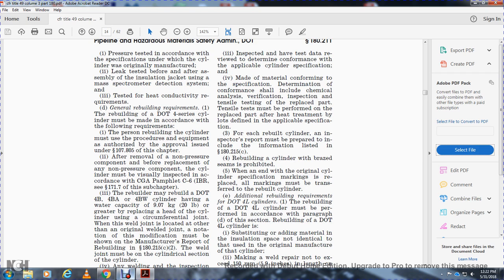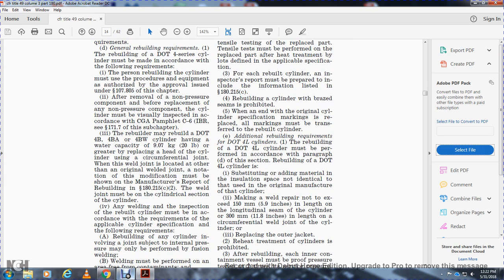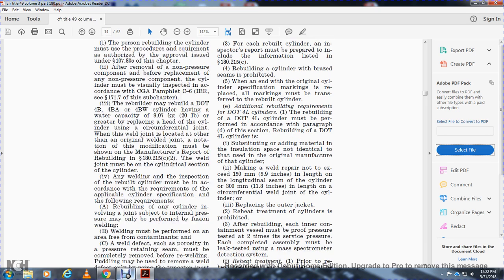The rebuilding of 4L cylinders must be performed in accordance with paragraph D of the section. Rebuild the 4L cylinders: 1. Substituting or adding material for the insulation space identical to that of the original manufactured cylinder. 2. Marking the weld repair not exceeding 5.9 inches length of the longitudinal seam of the cylinder with 11.8 inches length of the circumferential weld joint of the cylinder. 3. Replacing the outer jacket with the treatment over the cylinders is prohibited after the rebuilding.